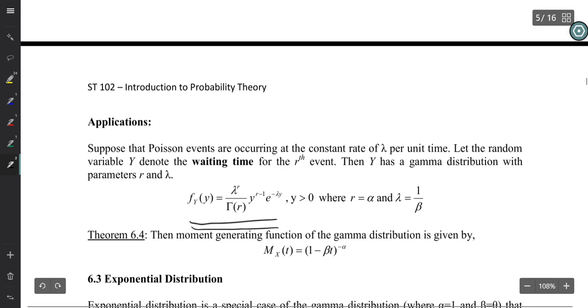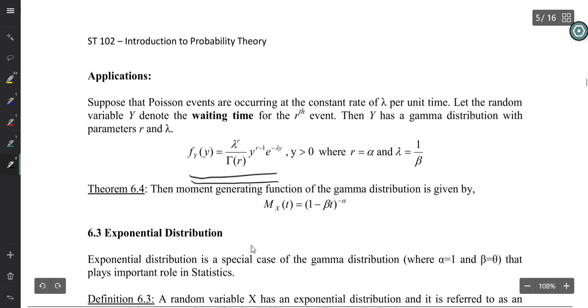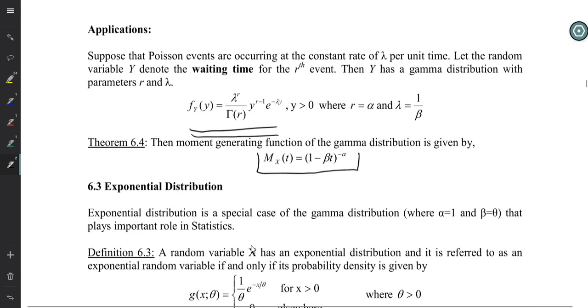Okay, and also the moment generating function of the gamma distribution is given there. Again, you don't have to memorize them. If they were needed, they will be provided.